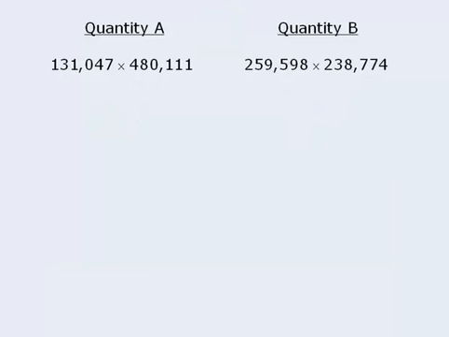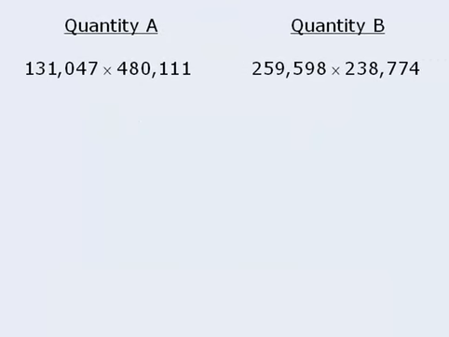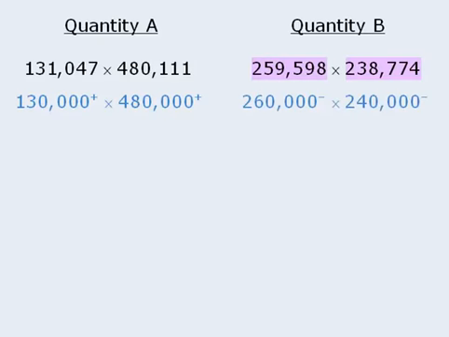Okay, let's look at one last question. For this one, we'll apply a useful technique at the very end. Once again, you may wish to pause the video and try the question before continuing. Okay, first let's replace these cumbersome values with nicer ones. This number is a little bit bigger than 130,000, so let's write this. Similarly, this number is a little bit bigger than 480,000, so let's write this. In quantity B, this number is a little bit smaller than 260,000, and this number is a little bit smaller than 240,000, so we'll write this.